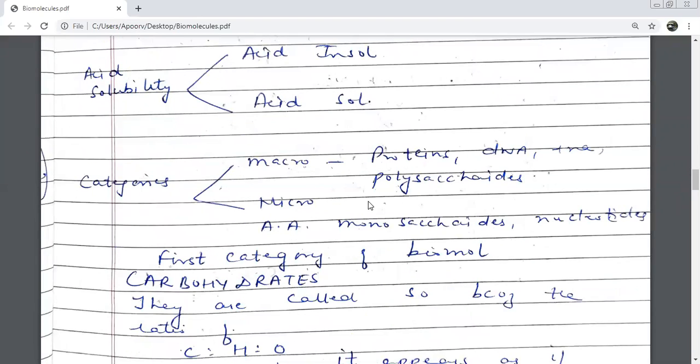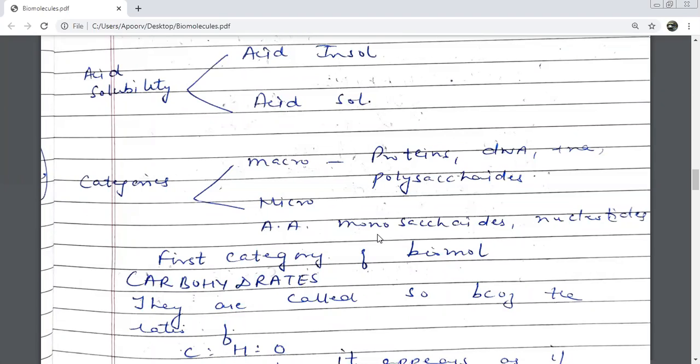I've given you a few examples to remember. Macromolecules are proteins, DNA, RNA, polysaccharides. And micromolecules, the lighter ones, are amino acids, monosaccharides, and nucleotides. Here we had polysaccharide, here we have monosaccharide. Here we have proteins, here we have amino acids. Amino acids combine to form proteins, no? So these smaller ones are micro, and when they become proteins, they become macro.